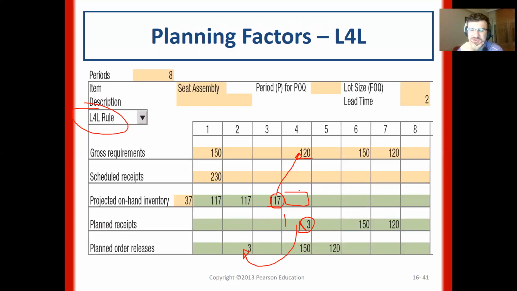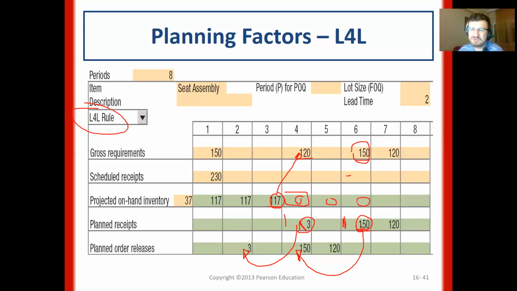And then you can easily see that there is no ending on-hand inventory at the end of weeks 4 and 5. Because there is no on-hand inventory and no scheduled receipts right here, I need an order with a size of 150. It should be received at the beginning of week 6, and this order should be given at the beginning of week 4. As soon as I receive it, I am going to meet that demand.